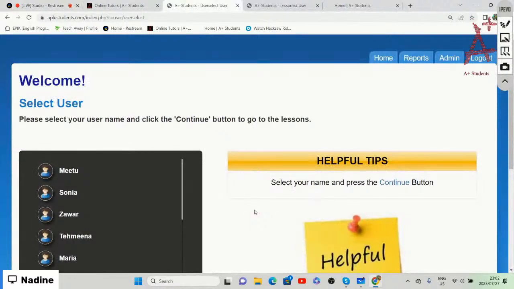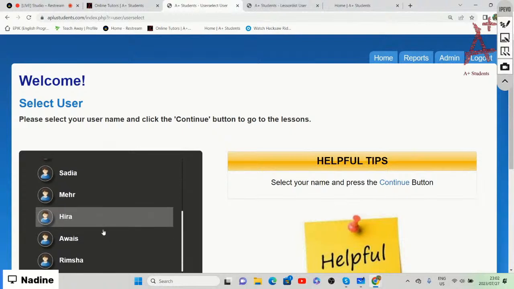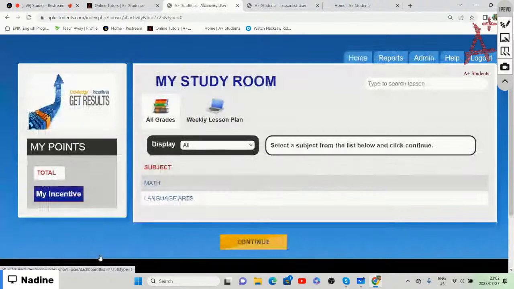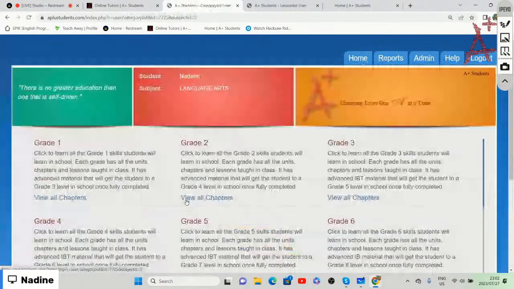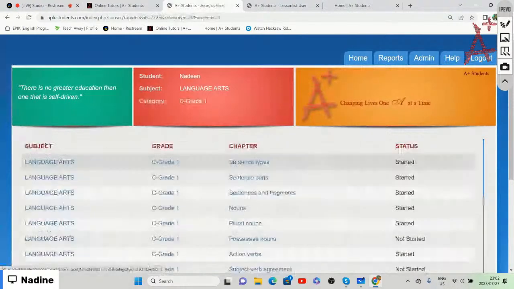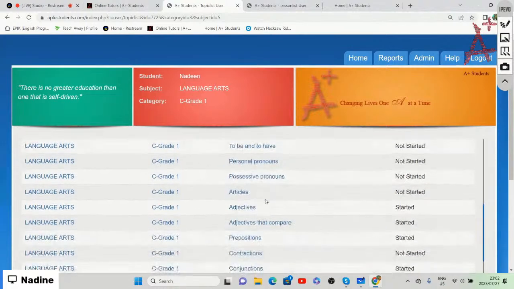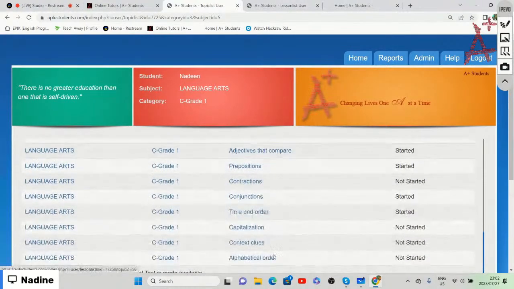Once you've logged in with your username as well as your password, you are going to select the subject of language arts. So we select the subject of language arts, and then we go to grade one. All right, so once you are in grade one, you're going to scroll down until we get to the chapter of time and order.